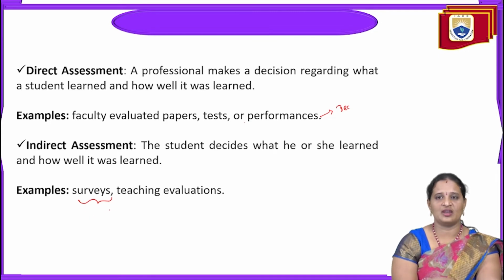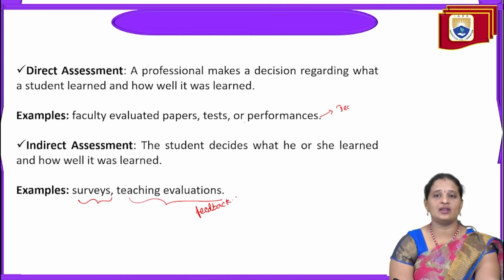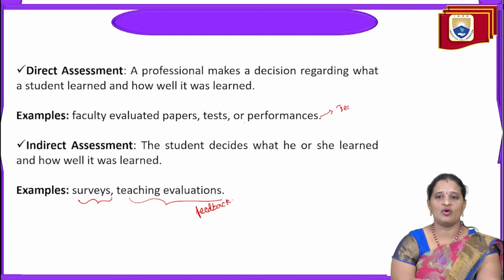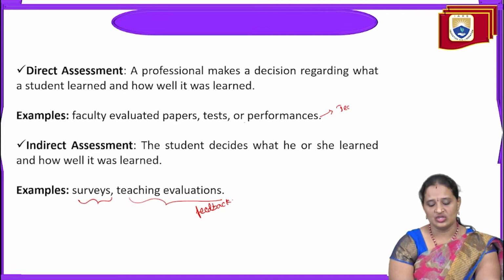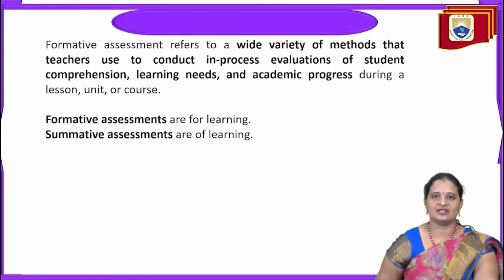So from that, the students can assess the quality of teaching and how well they have learned the concepts, and even teaching evaluation. Teaching evaluation is nothing but we'll be taking feedback here. So as I told you, outcome based education is all about feedback and assessment. So feedback will be coming under teaching evaluation. So taking the feedback from the students, how the teaching is being done in the classroom. So that includes indirect assessment.